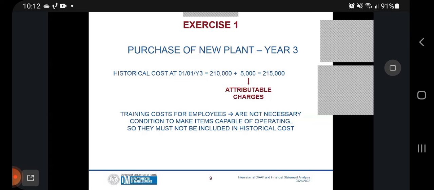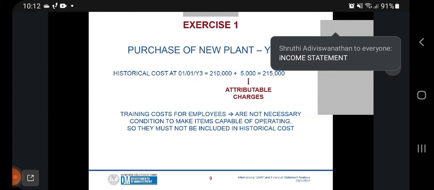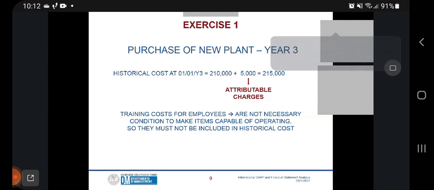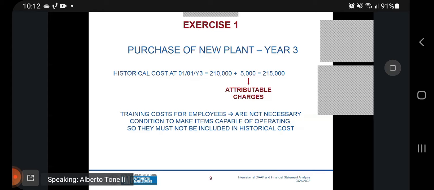And then, where do we recognize training costs for employees? What do you think about that? We did not include training costs in the historical cost of the asset, but we have to account for them. Read the first answer in the chat. Income statement, I don't know. What about you? Income statement, okay. Let's go on.